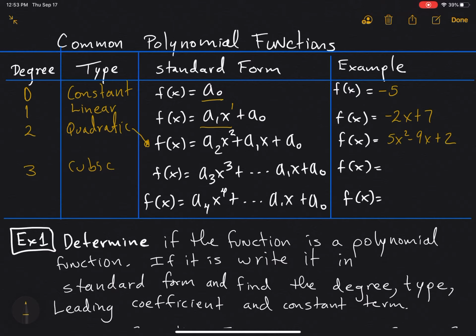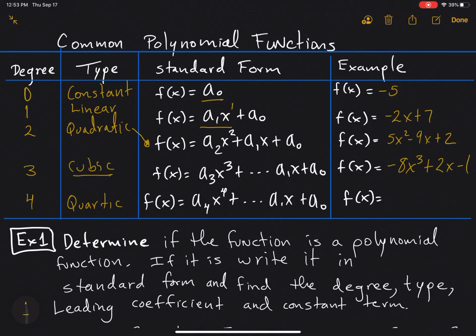So here's a standard form, and then an example would be something like negative 8x to the third plus 2x minus 1, for example. As long as the highest exponent is a 3, we call it cubic. If the degree is 4, we call it quartic.